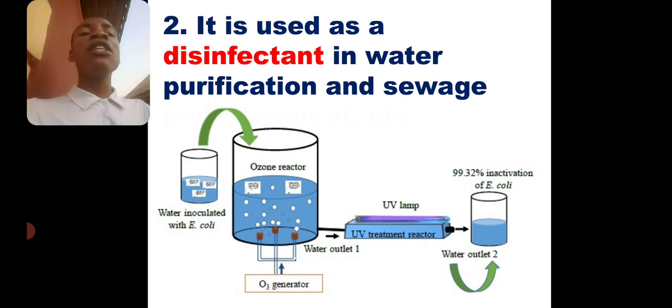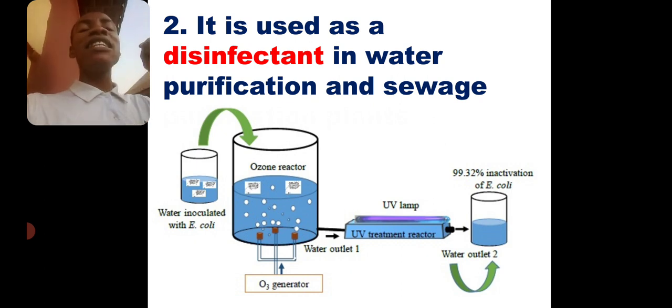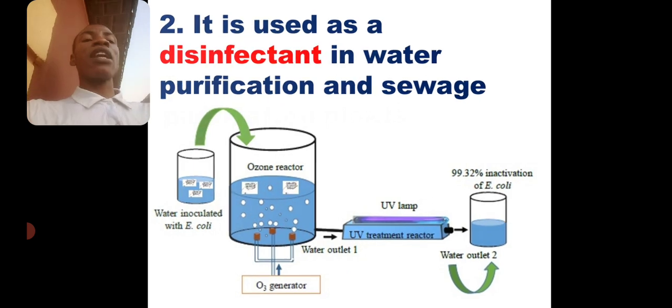So most times you will see ozonized water being sold around you. It's to tell you that that water is treated with ozone. You can also treat water with chlorine, the more popular option. So both of them act as a disinfectant in water purification. Then ozone can also be used for the treatment of sewage before you dispose of it.